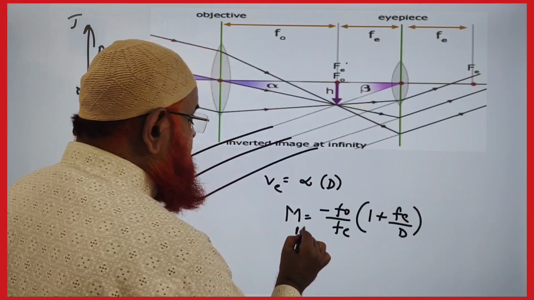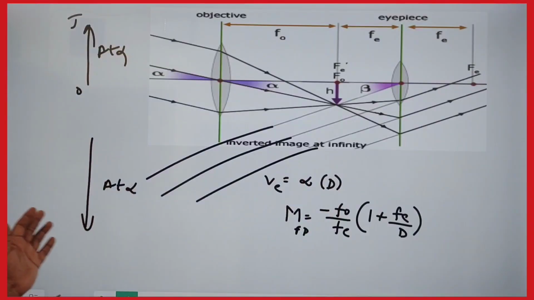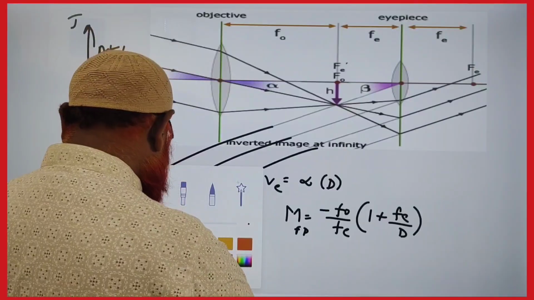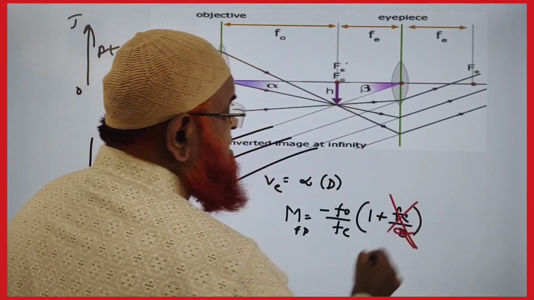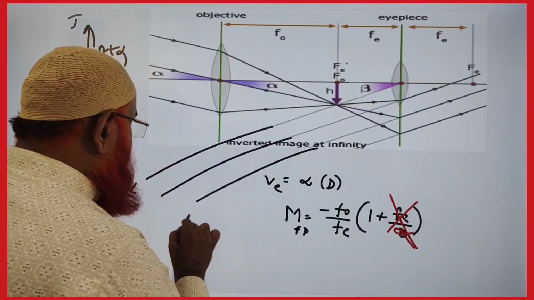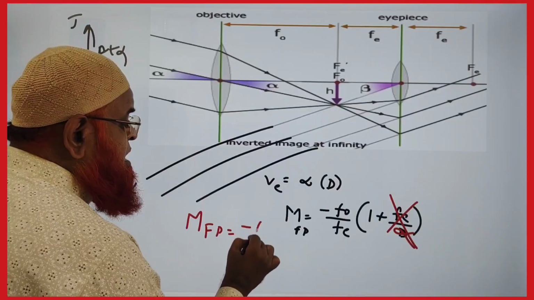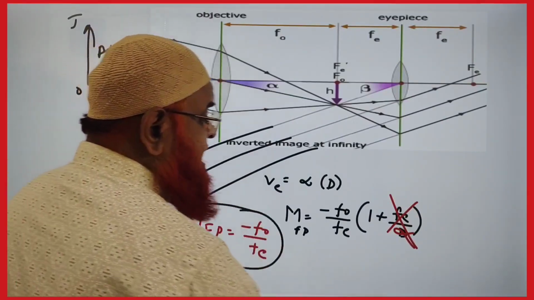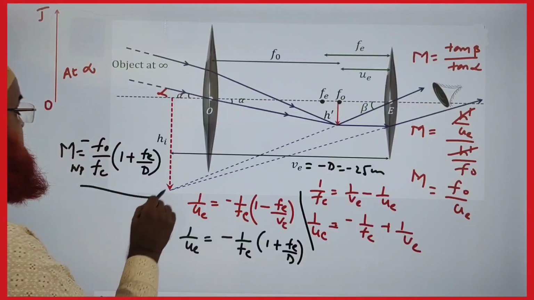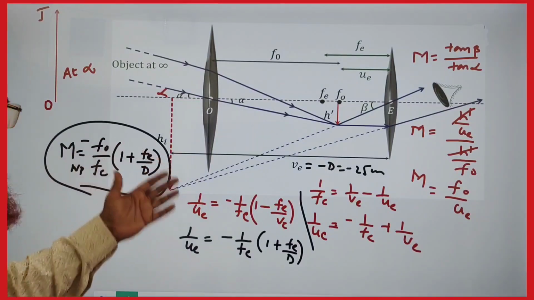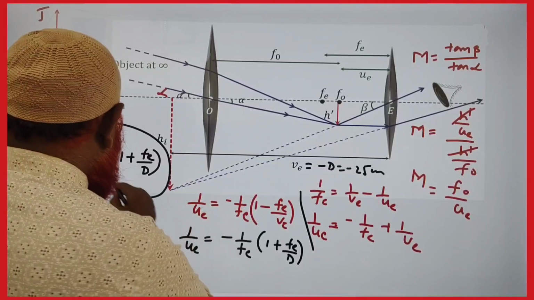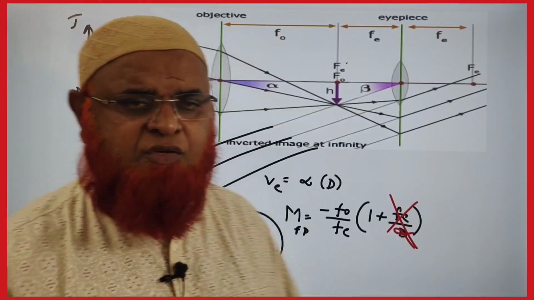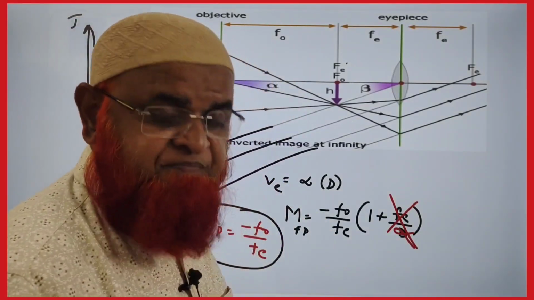But if you want to convert this into the far point, where the final image is at infinity, that is called the far point. So D is considered as infinity. You have to replace D with infinity now. That means this part becomes 0. Then what is left? Magnification at far point formula is going to be minus F naught by FE. That's it. So simple it is. Magnification at near point is F naught by FE, 1 plus FE by D. And for far point, it is going to be just minus F naught by FE. This is the case of a telescope. That is finished. Thank you.